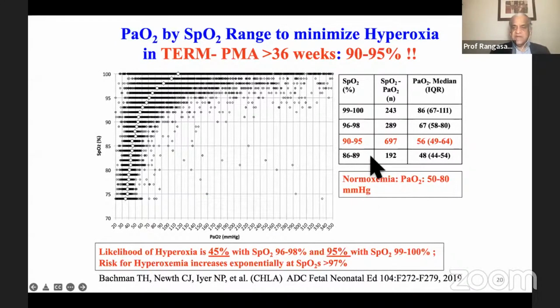So at 86 to 89, you still have PaO2 around 50. This is term babies at the post-menstrual age greater than 36 weeks. So the ideal target is 90 to 95.